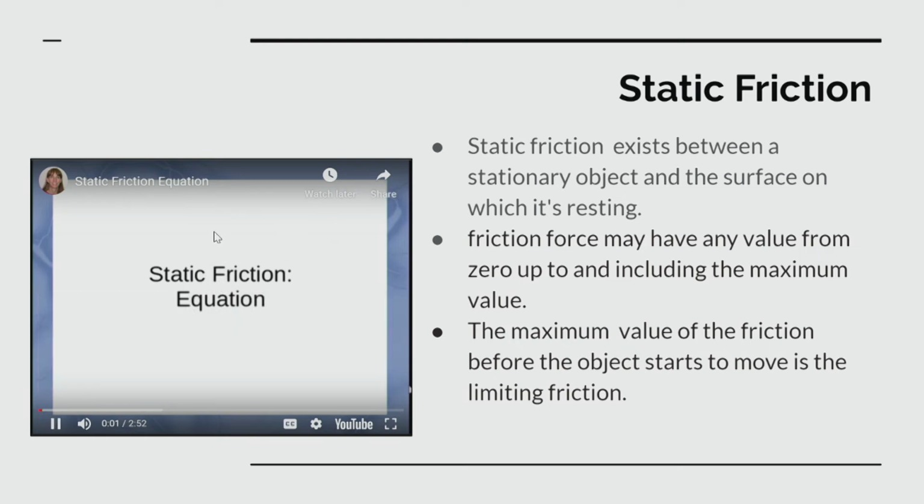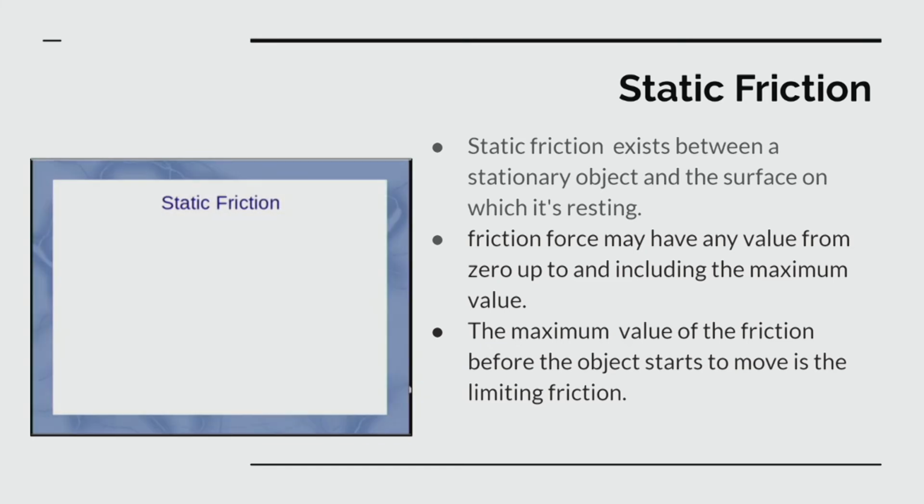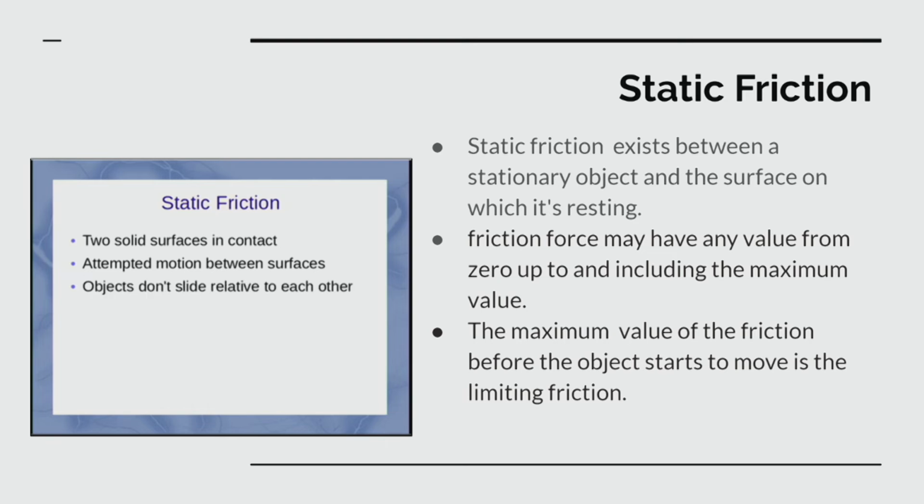Look at the equation for static friction. So static friction is a case where you've got two solid surfaces in contact and you're trying to move between those two surfaces. So you're trying to move one surface across the other. But the objects don't slide relative to each other. So you're attempting motion, but you're not succeeding at moving things. In other words, the static friction makes them stick together.